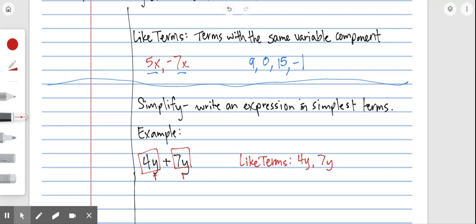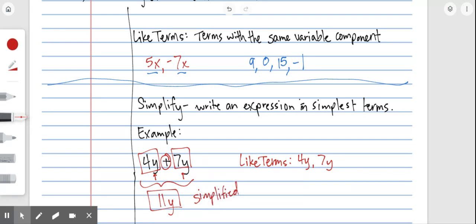Since they're like terms, I can combine them together. So this is like I have 4 yaks and my brother has 7 yaks. How many yaks altogether are we going to have? So I can combine them, and I combine them with addition because that's the sign in the middle. 4 yaks plus 7 yaks is 11 yaks. So this becomes 11y. This is the simplified expression.